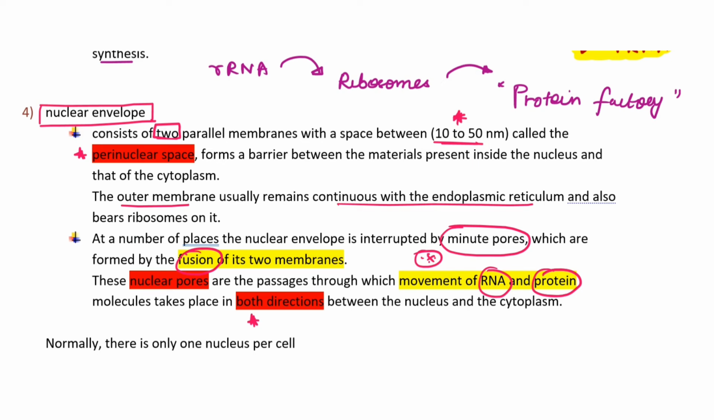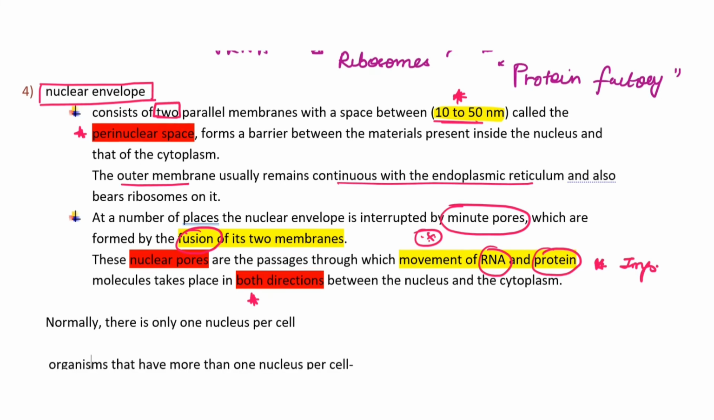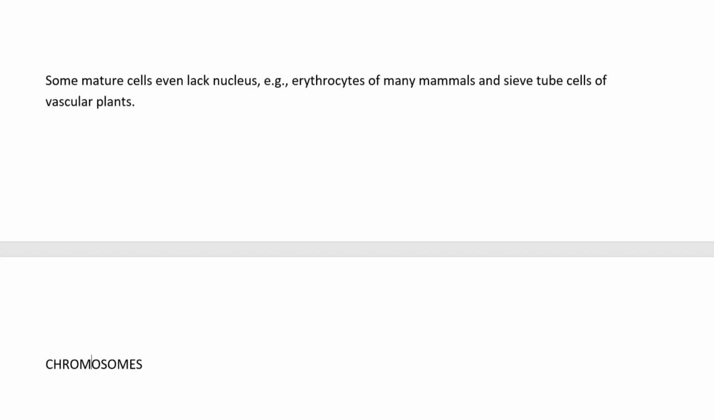Nuclear pores are also very important because they help in transport, movement of RNA and proteins in both directions between the nucleus and the cytoplasm. This both direction is an important term. It's just not in one direction. So about this perinuclear space, it is forming a barrier, and about nuclear pores, it enables movement of RNA and proteins in both directions. These two points are extremely important.